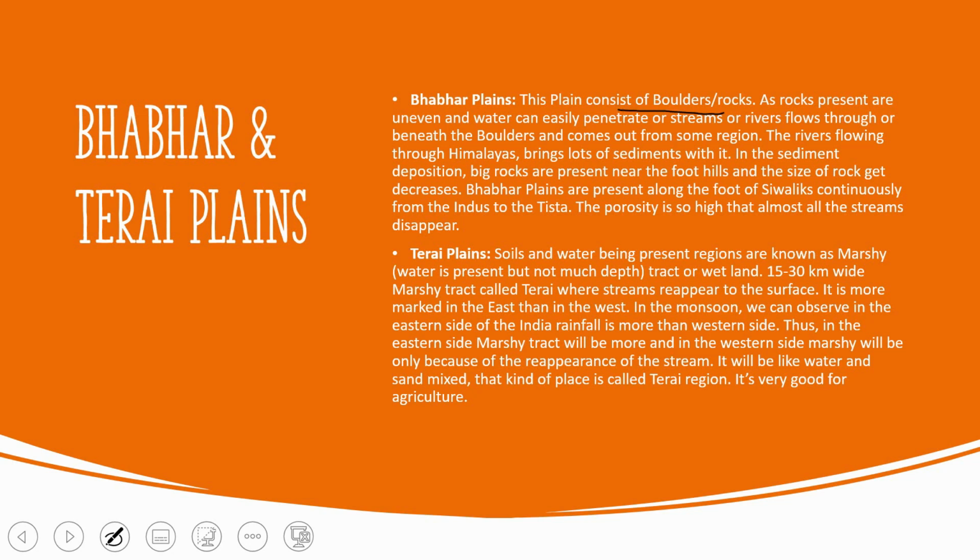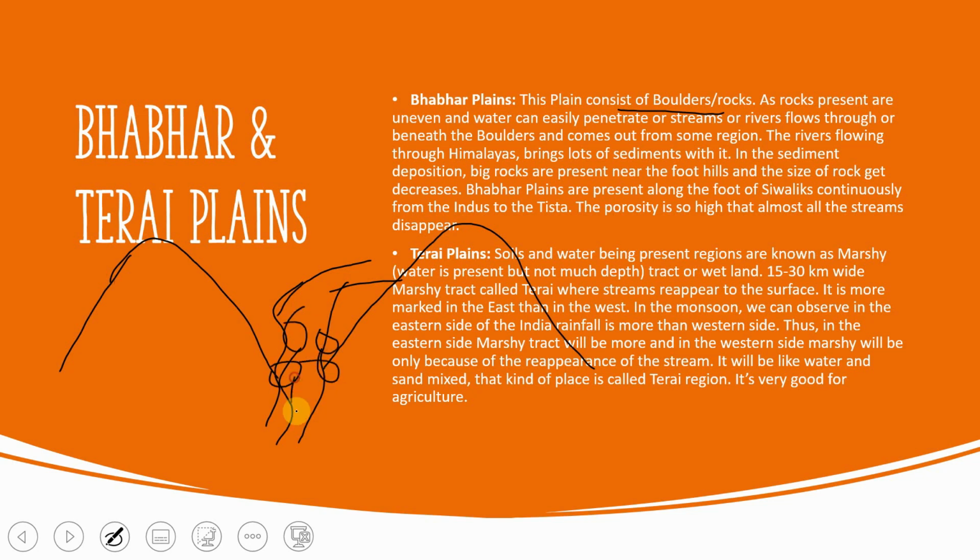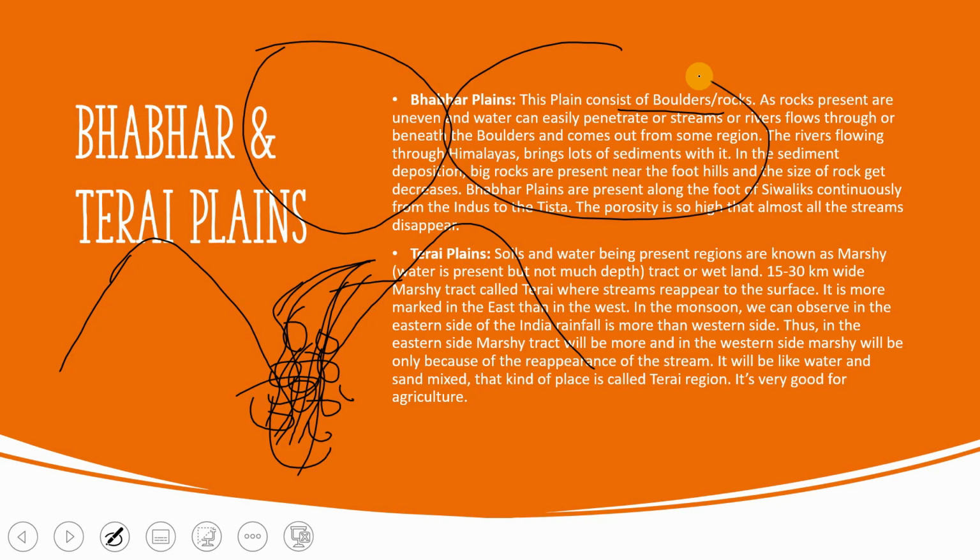The plain consists of boulders and rocks; the rocks present are uneven and water can easily penetrate, or the stream can. When the river flows from the mountains, between two mountains, what happens? Lots of rocks and boulders are present. That is why in those kinds of rivers you can even go into the middle of the river if the water is not flowing much above. Rivers flow below those rocks, like if there is a large rock in between, the river will flow through these cracks and spaces.